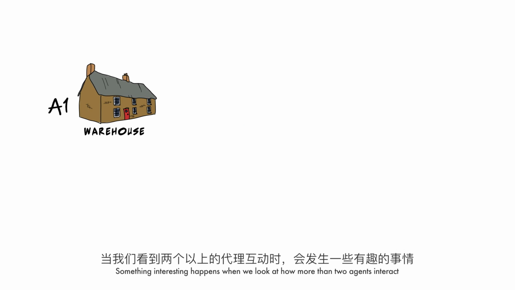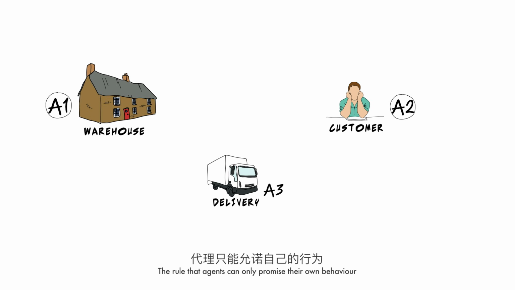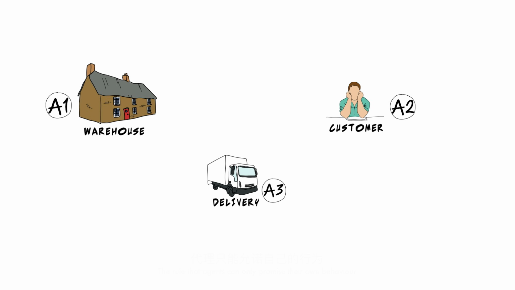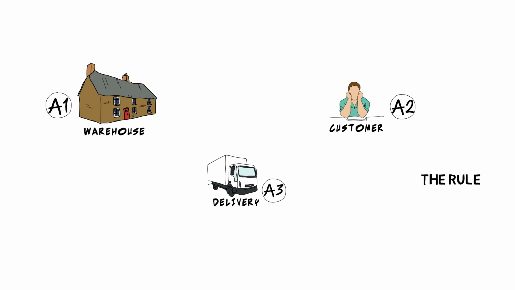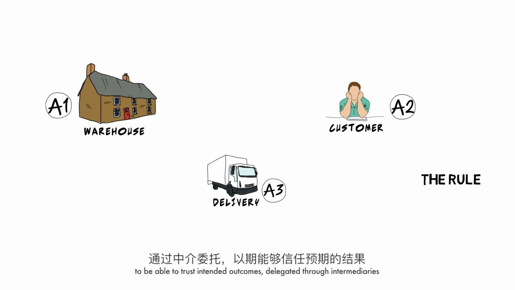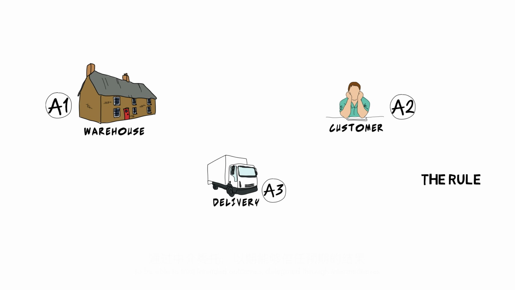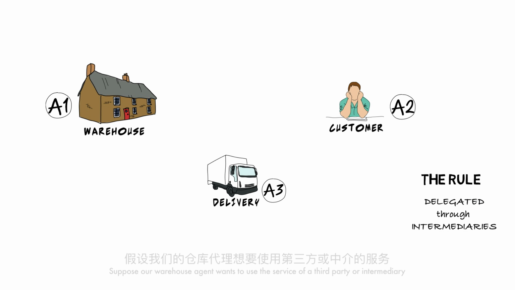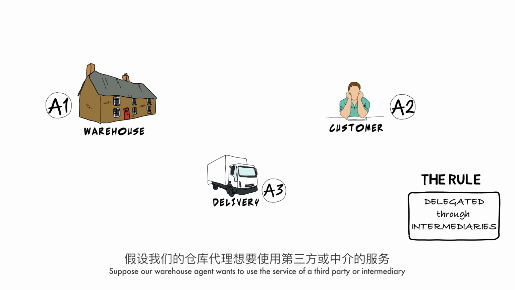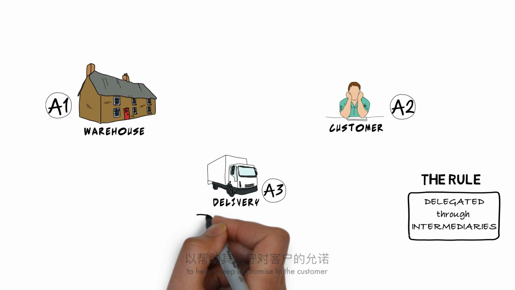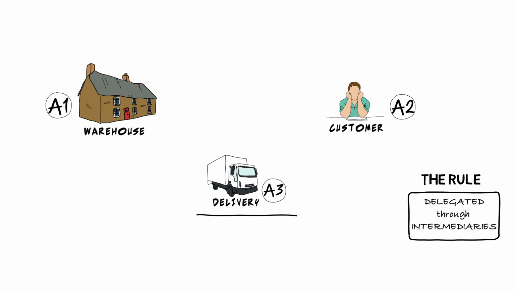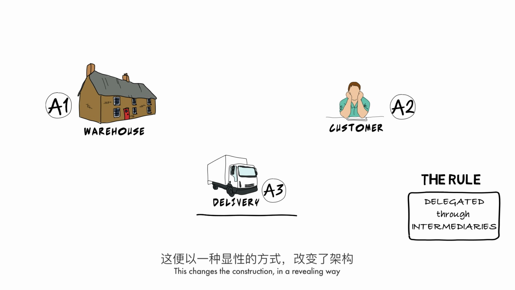Something interesting happens when we look at how more than two agents interact. The rule that agents can only promise their own behavior has strong implications about the promises we need to make to be able to trust intended outcomes delegated through intermediaries. Suppose our warehouse agent wants to use the service of a third party or intermediary, like a postman or delivery agent, to help keep its promise to the customer. This changes the construction in a revealing way.